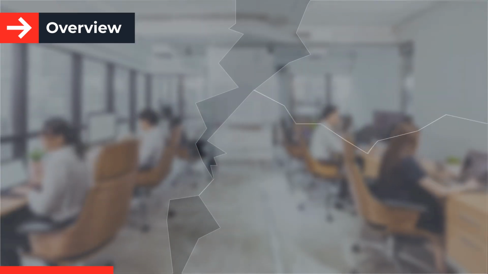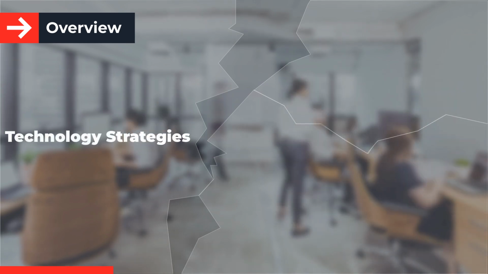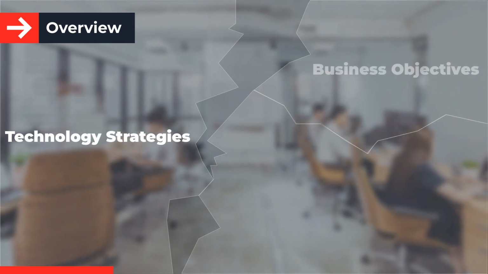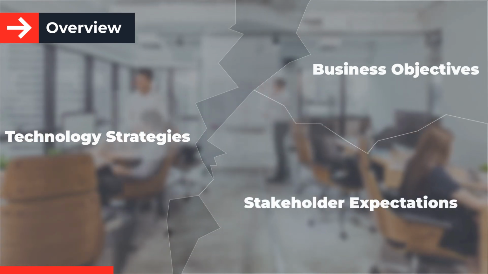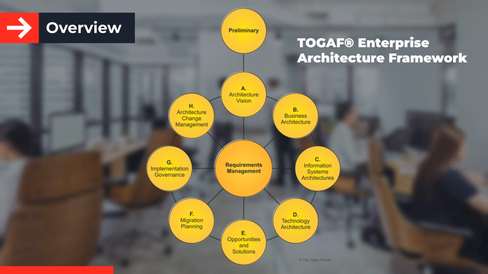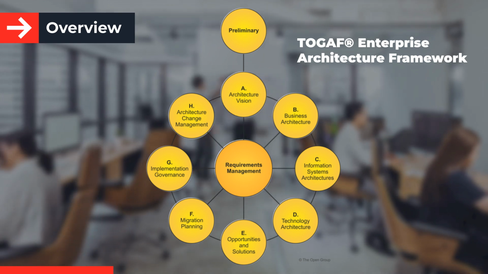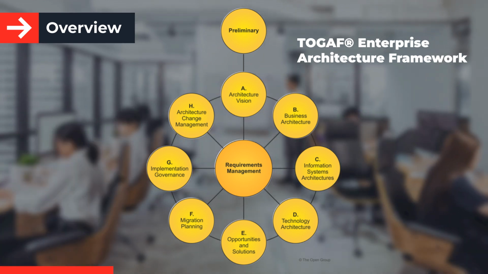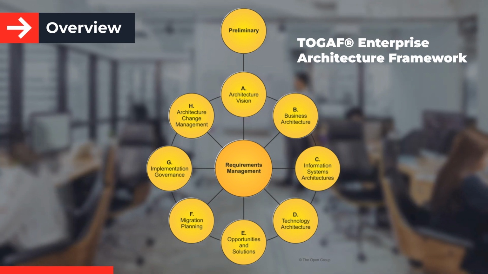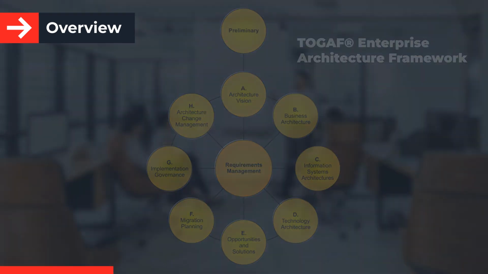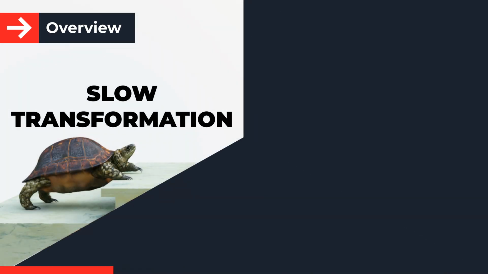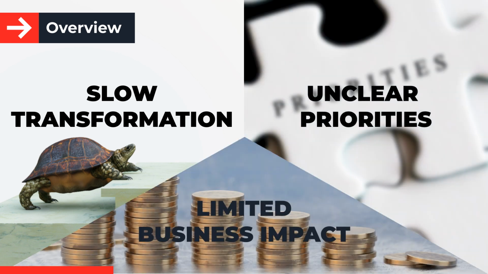Enterprise architecture often remains fragmented and under-leveraged in organizations. Technology strategies struggle to align with business objectives or stakeholder expectations, leaving teams moving in disorganized directions. Without a structured approach like the TOGAF Enterprise Architecture Framework, professionals lack the integrated methods and engagement skills needed to design, communicate, and govern architecture across multiple domains. This concludes in a slow transformation, unclear priorities, and limited business impact.